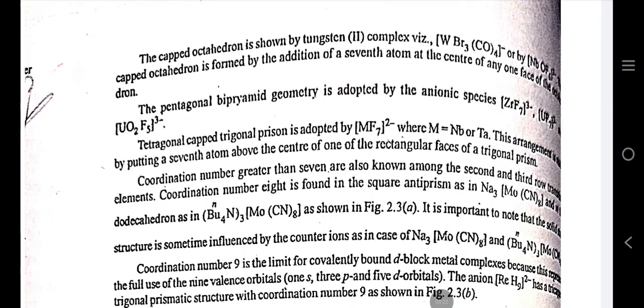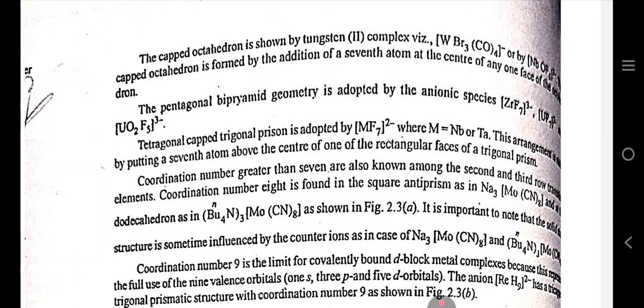The capped octahedron is shown by a tungsten complex. Capped octahedron is formed by the addition of a 7th atom at the center of any face of the octahedron. The pentagonal bipyramid geometry is adopted by the anionic species. The tetragonally capped trigonal prism arrangement is formed by putting a 7th atom above the center of one of the rectangular faces of a trigonal prism.